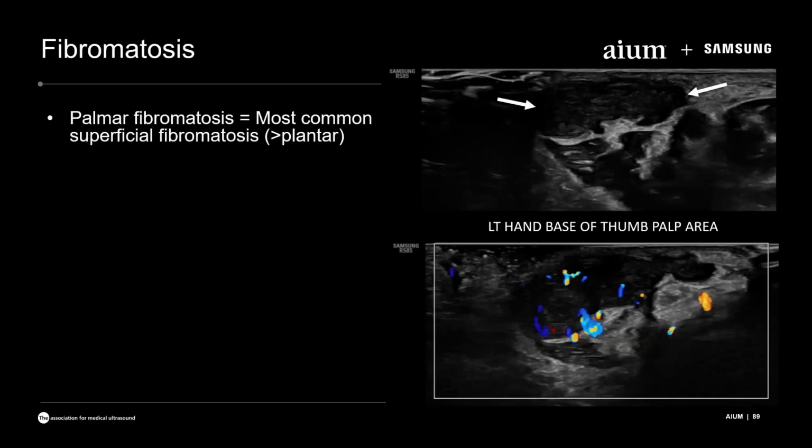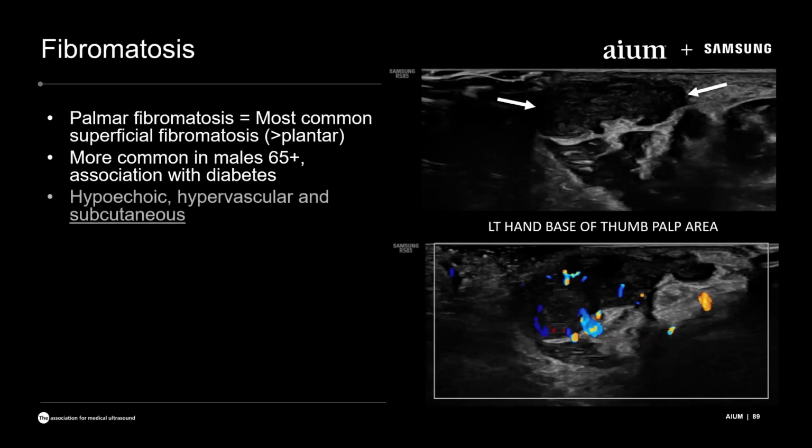And this type of palmar fibromatosis, this is the most common superficial fibromatosis. It can also occur on the plantar surface of the foot, but less commonly. We see this more commonly in older males with diabetes, and it will appear hypoechoic and hypervascular like a giant cell tumor, but it's superficial.